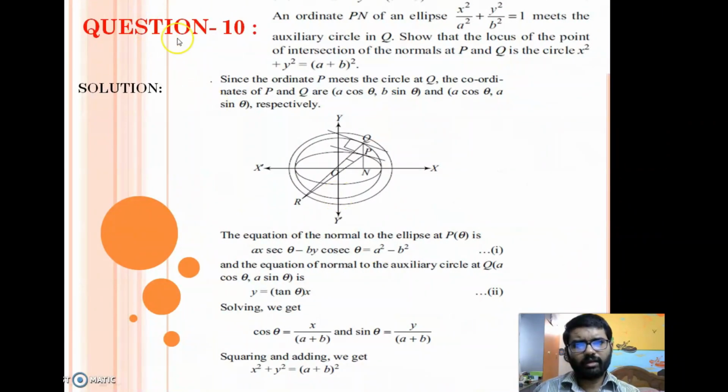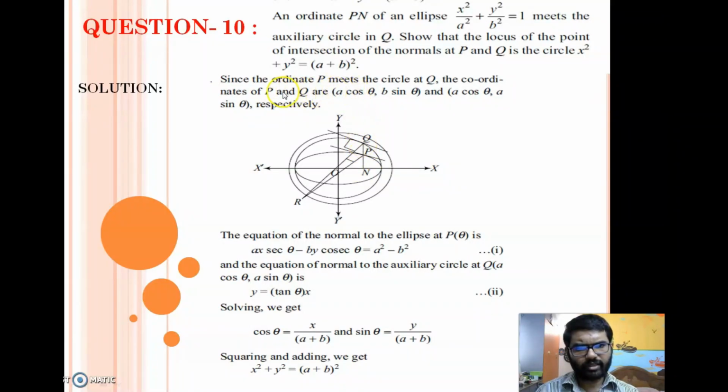Next, question number 10. An ordinate PN of the ellipse x²/a² + y²/b² = 1 meets the auxiliary circle in Q. Show that the locus of the point of intersection of the normals at P and Q is the circle x² + y² = (a + b)². Now observe this diagram. P is the ordinate. At this point, you draw the line perpendicular to it. It meets the auxiliary circle at Q.